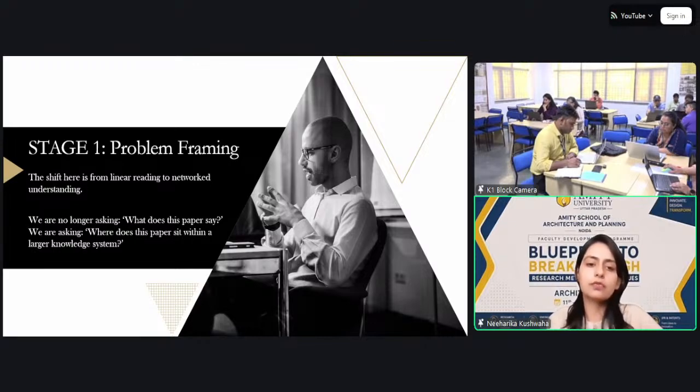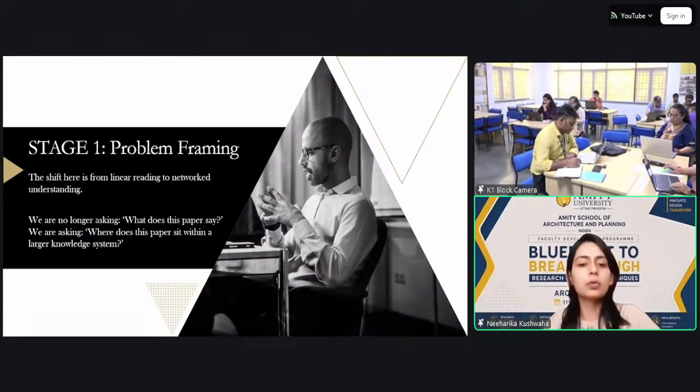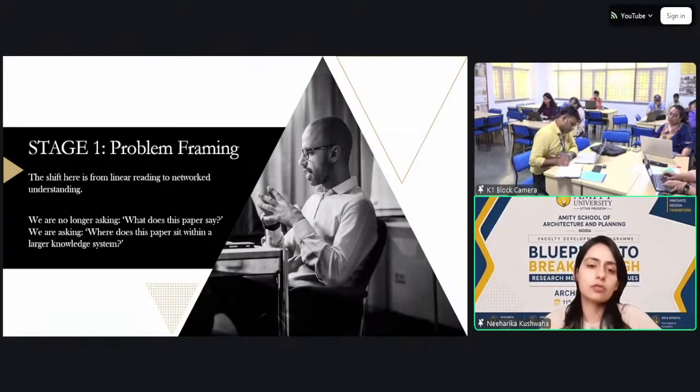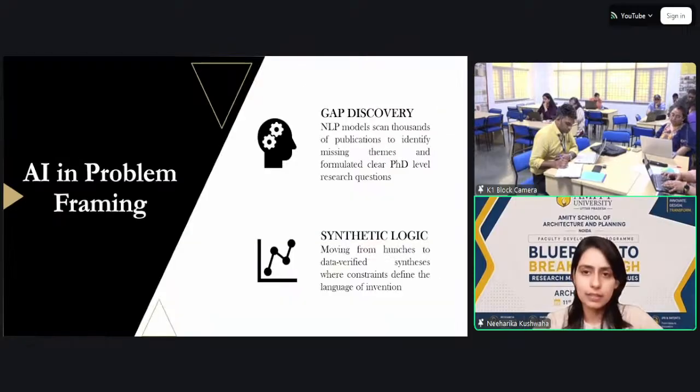The shift here is from linear reading to more network understanding. How do you develop that research question? Earlier, we were no longer asking, what does this paper say? That is how we used to read it. Literature review, okay, this paper, we read it. These are the points this paper is asking, and so on. But now we need to ask, where does this paper sit within a very large knowledge system? That is your research domain. And it's not a very niche area. Of course, it gets to that niche area when you start developing your topic. But initially, with the problem framing, you need to see where your research problem lies.